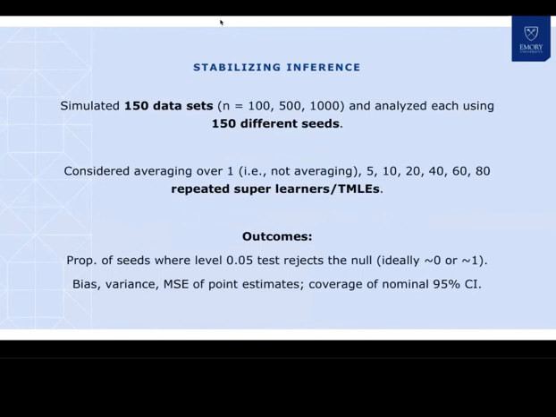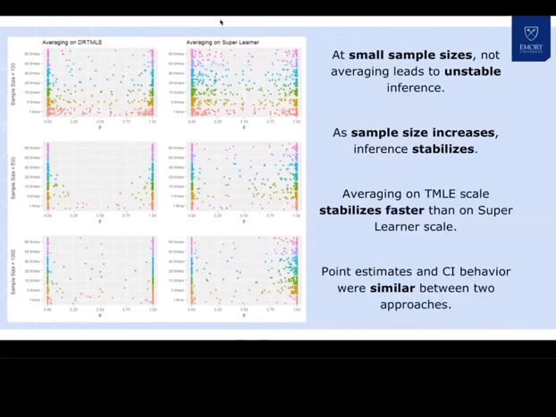Okay, so we designed a simulation here, and maybe we can just go to the results, so that's the next slide. I'll walk you through this figure. One back, yeah, that's great. What I'm showing here is that each point in this plot is a data set, and for each data set, we analyzed it using 150 different seeds. On the horizontal axis is the proportion of analyses over those 150 different seeds where we rejected the null hypothesis of no treatment effect.